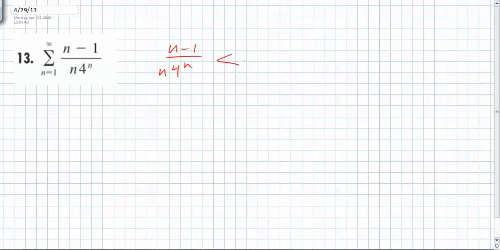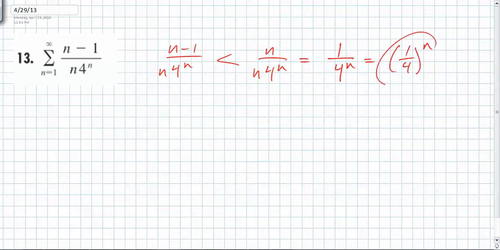Okay, so we know that this is, for example, less than, I don't know, (n minus 1) over 4 to the n. Do we want to do that? Yeah, n over 4 to the n. You just want to get rid of that negative 1? Yeah. So you want to do this, like that? And what's that equal to? 1 over 4 to the n, which is the same thing as 1/4 to the n, and we know that this is convergent.